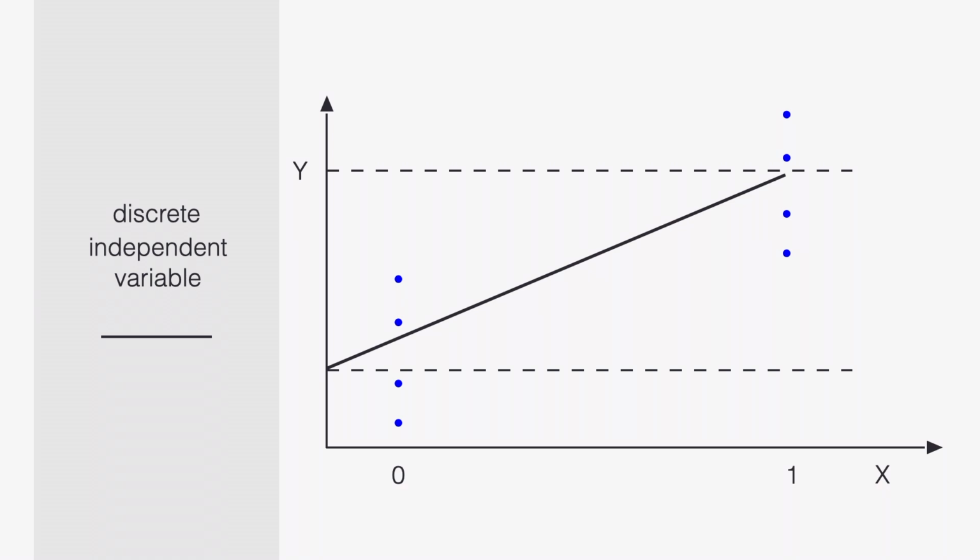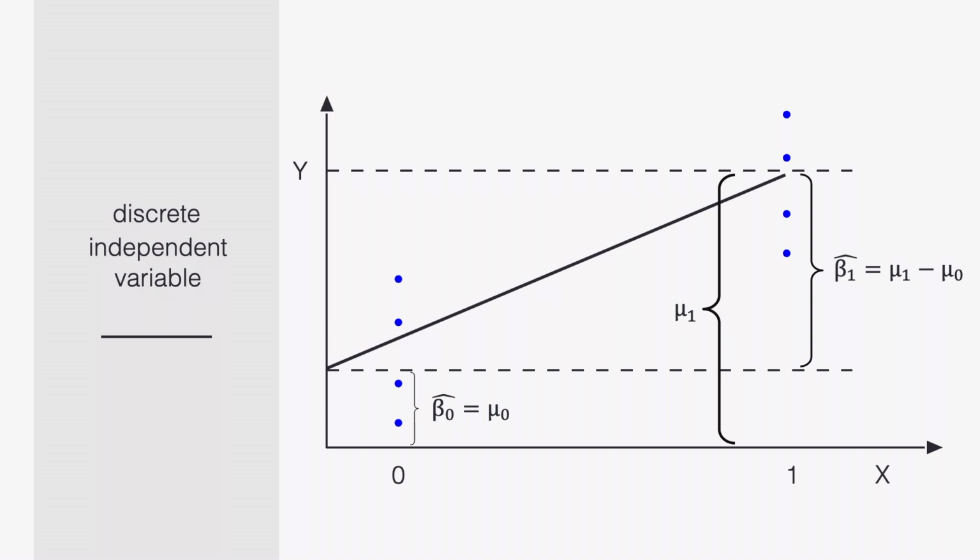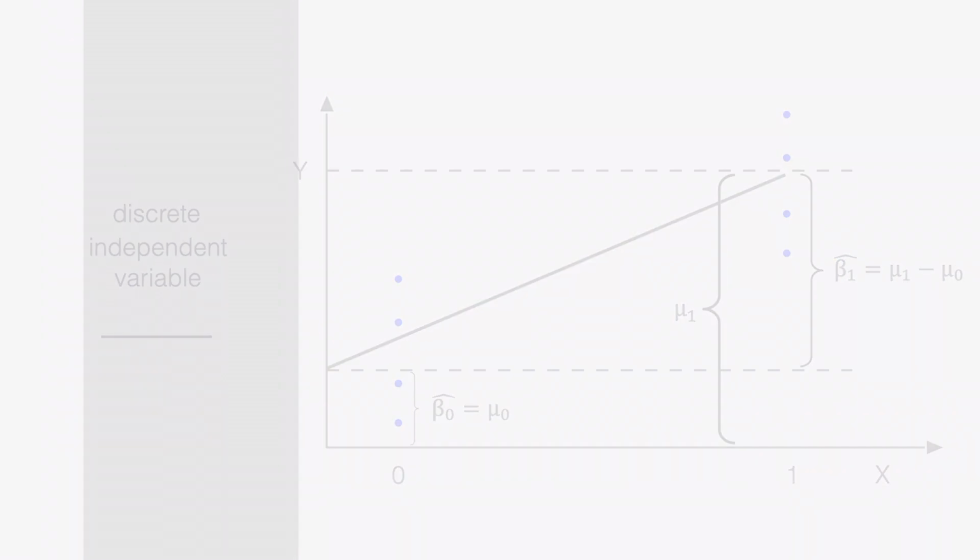Once you see this, it becomes easy to interpret the parameters of the OLS model. Beta 0 will be just the average of all the data points at 0, that is μ0. μ1 is the average of all the data points at x equal to 1. The slope parameter, beta 1, is just the difference between these two averages, so μ1 minus μ0.